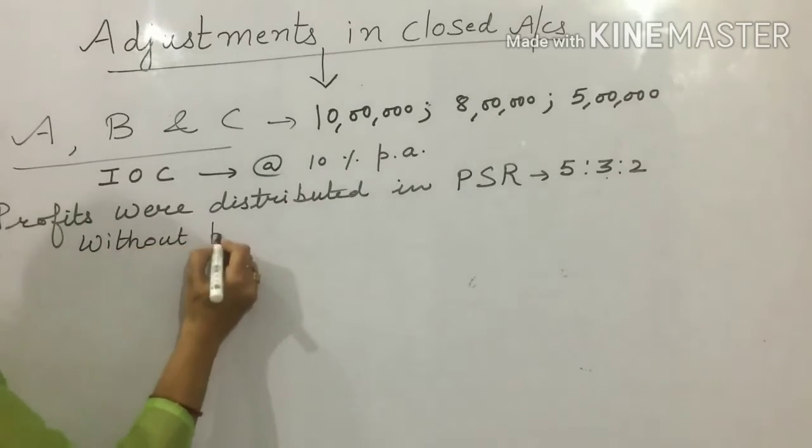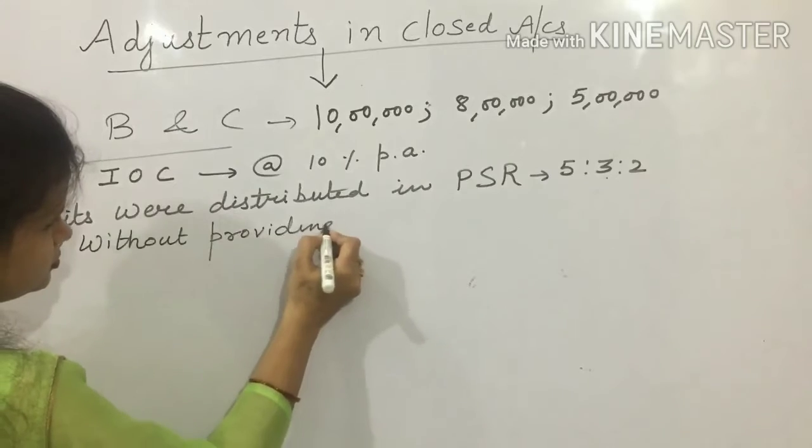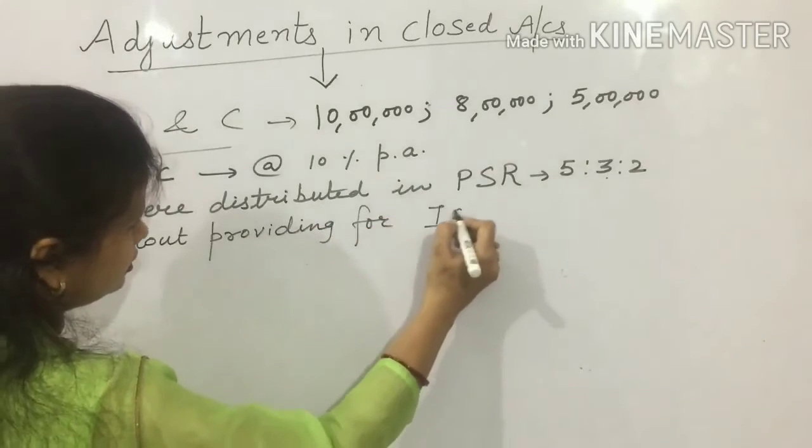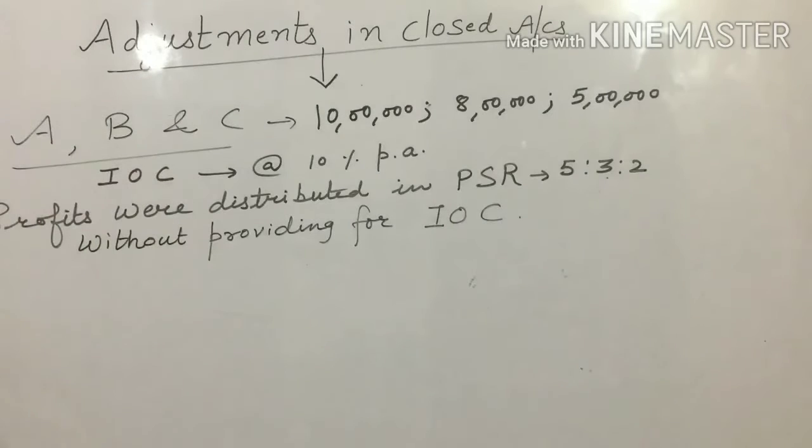Without providing for interest on capital. Then how we will rectify this mistake? You are asked to pass necessary adjustment entry. Just go through the statement. A, B, C, PSR 5:3:2, capitals are given and interest on capital is to be given at the rate 10% per annum. But they have distributed profits in PSR without providing for interest on capital. Now, how we will rectify this mistake?